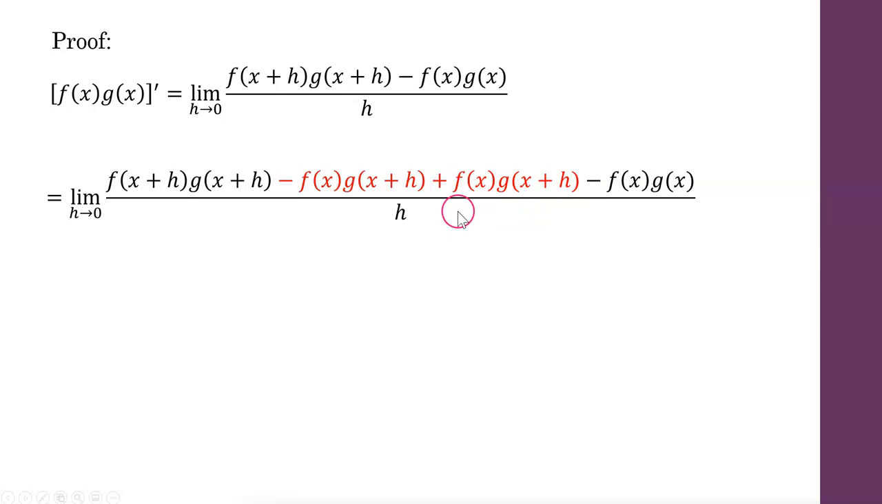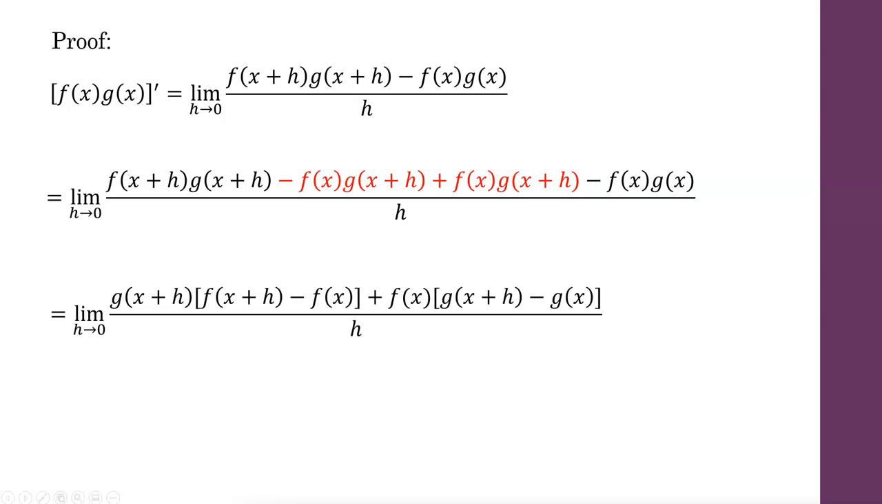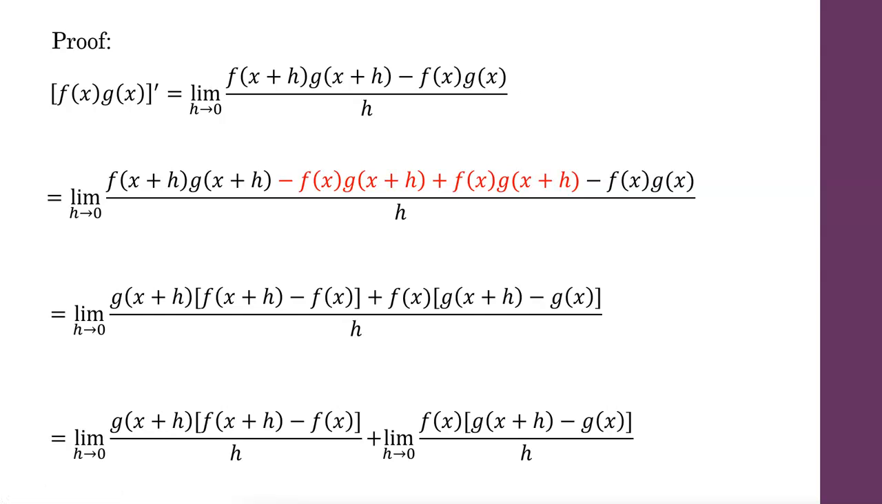So what we'll do next is take this and group it and factor. From the first two terms, we're going to factor g of x plus h because they have that in common. From the second two terms, we're going to factor f of x. And this is what we are going to end up with: g of x plus h times f of x plus h minus f of x. That's the result of the first two terms. And from the second two terms, we'll have f of x multiplied by g of x plus h minus g of x. Next, we'll split this into two fractions.